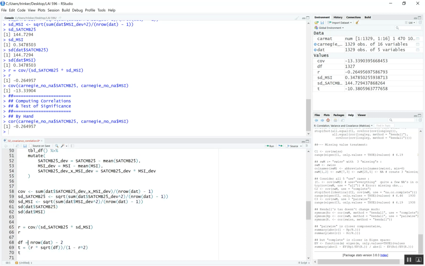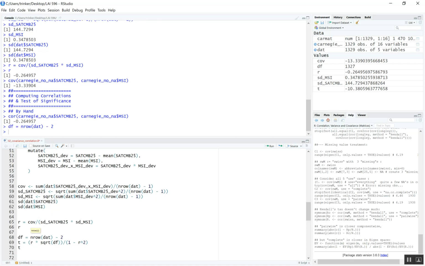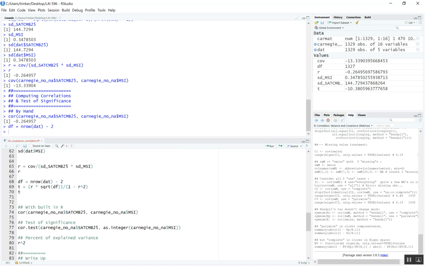And let's go ahead and compute the degrees of freedom on that, and that's just n minus 2, because you're estimating two different values since you have two different variables. And the t statistic for that is pretty simple to compute. That's just r times the square root of the degrees of freedom divided by 1 minus r squared.